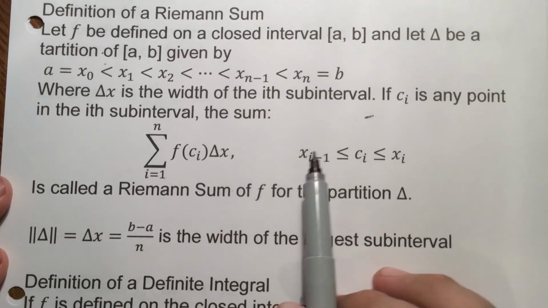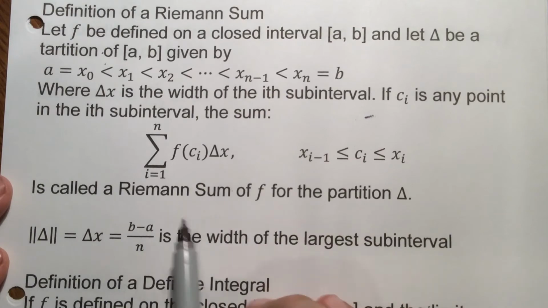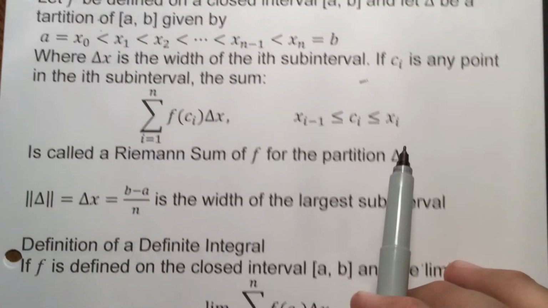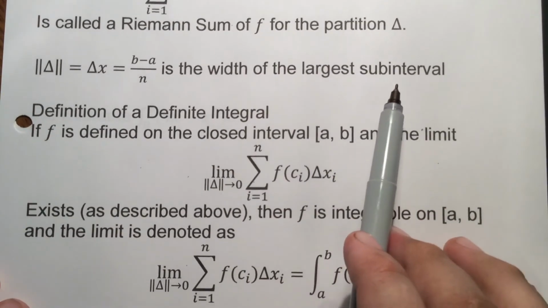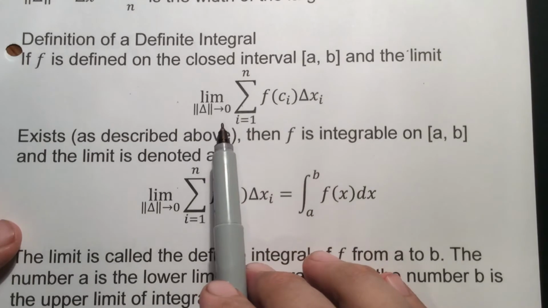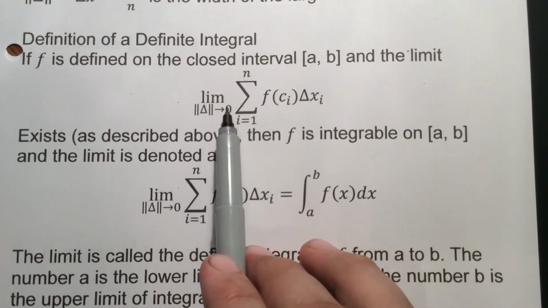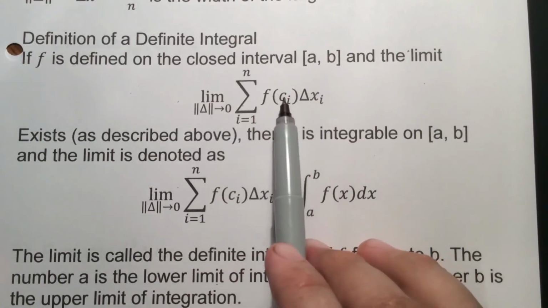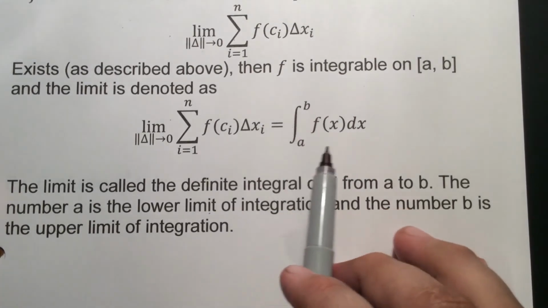And that c_i was in between the left endpoint and the right endpoint, and we did all that. So that's that Riemann sum for whatever our change of x is. So to get change of x, we did b minus a over n to get the width of the largest subinterval. And so it developed into this here. As that change goes to 0, so as that change gets smaller and smaller, we want to find the sum of all those areas. Well, what that morphs into is that integral here.